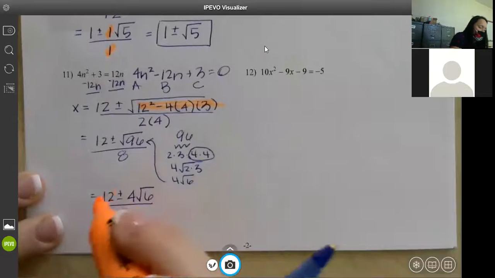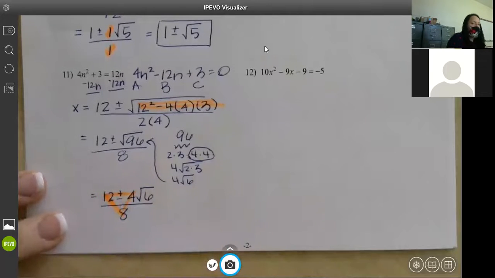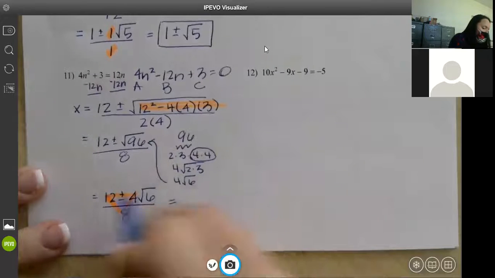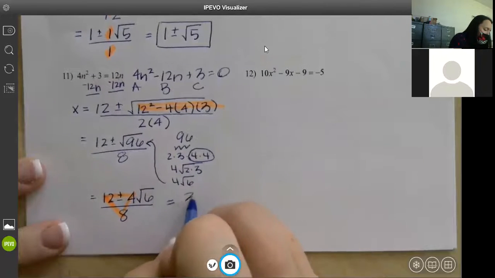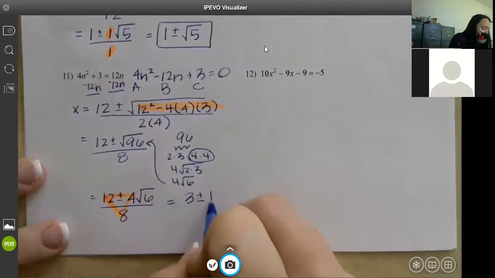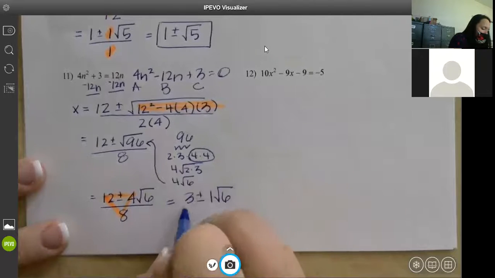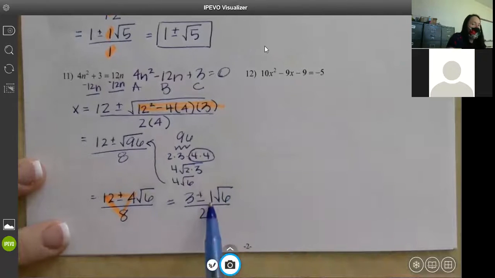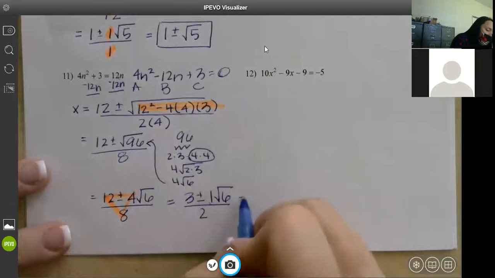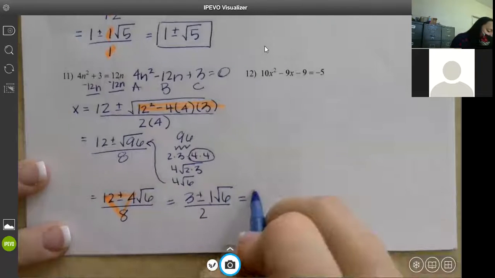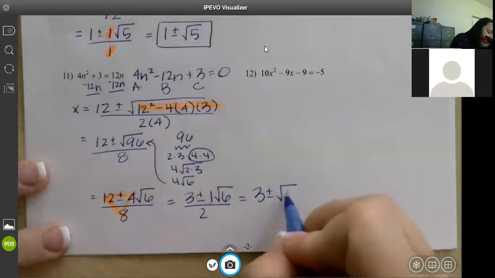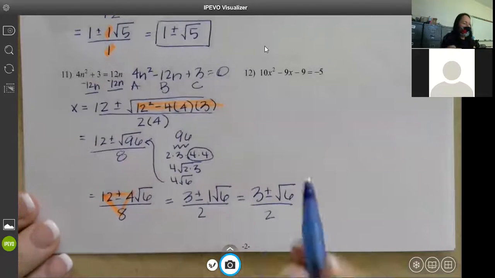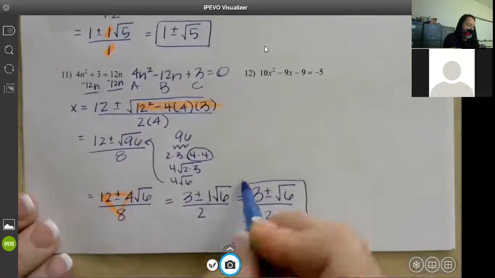Last step, leave that square root alone, but check out your triangle of numbers. They're all divisible by what? 4. 12 divided by 4 is 3. 4 divided by 4 is 1. Leave that square root 6. 8 divided by 4 is 2. This one is not necessary. So on a multiple choice, you'll just have the square root of 6 instead of the 1 square root of 6. So this would be your final answer.